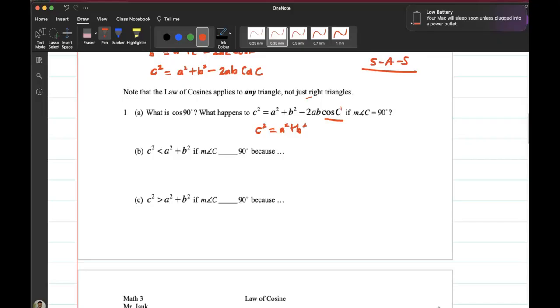So c square is less than a square plus b square. Sorry, I made a mistake. The other way around. So if your c square is less and this a square plus b square is bigger, you have to subtract some number. Therefore, C will be an acute angle.